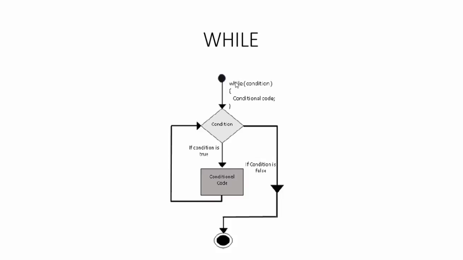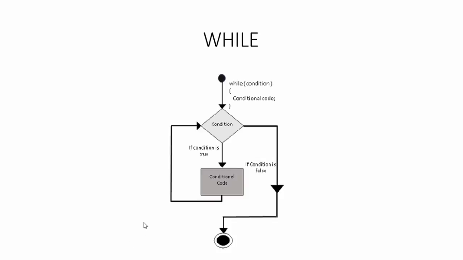As you see here, the syntax is while, the condition and the conditional code. Once it comes, it will loop through the conditional code till the condition gets satisfied. Once the condition gets failed, it will come out of the loop. So this is the basic flow of the while loop.